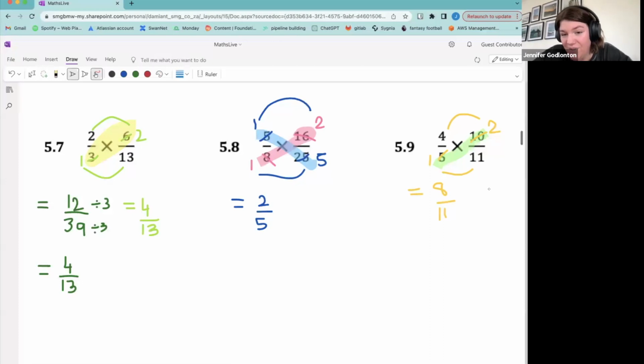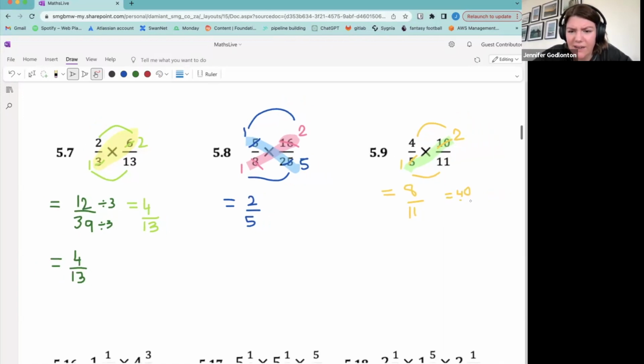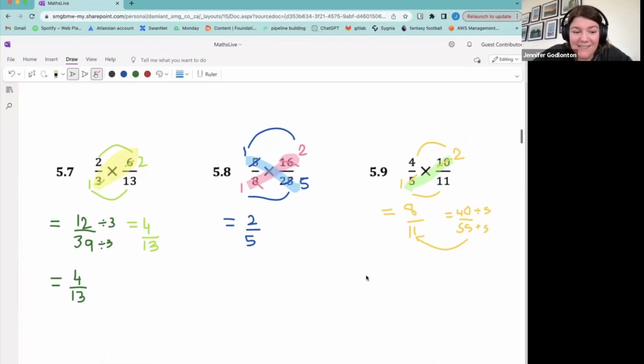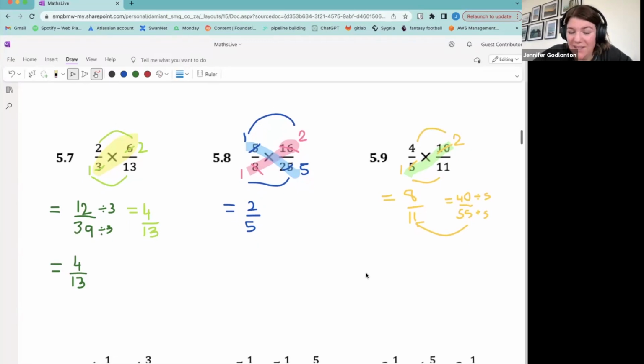Now, if you did it the long way, so if you didn't do cross simplification, and you would have landed up with this, 40 over 55, totally fine. Let's just write this in. I'm going to minimize this a little bit so I can fit it in. So if you have 40 over 55, then like you could see in the chat, there is a number that can go into both of these. 5 can go into both of them. So we're going to need to divide both of them by 5. What we do to the top, we have to do to the bottom. And then we would land up with 8 over 11. Okay. Screenshot away if you'd like to take some screenshots. And then we're going to jump into some mixed numbers.